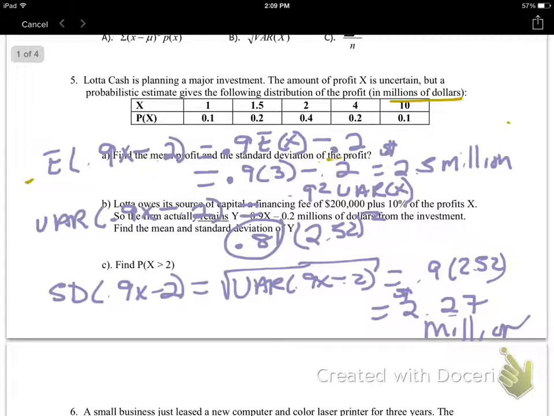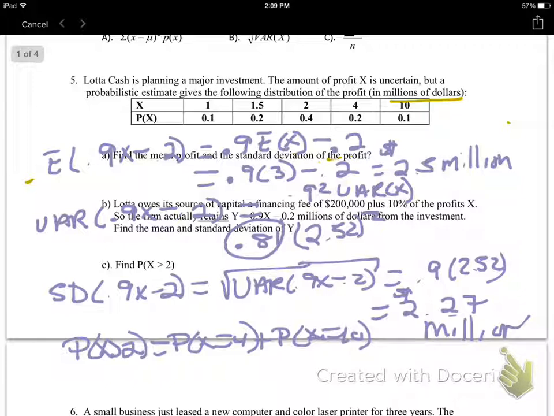Okay? Now let's find the probability that x is greater than 2. So the probability that x is greater than 2 is equal to the probability that x is equal to 4 plus the probability that x is equal to 10, which is 0.2 plus 0.1, which is 0.3. So I'm hoping you thought that was easy. That's page 1.